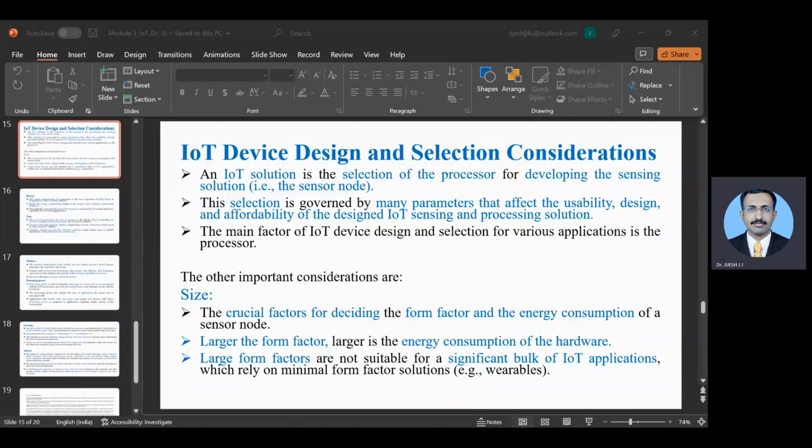Larger the form factor, the more it will affect the energy consumption. If you go for a high display, whatever you go for, when it is HD plus, what will happen? It will consume your energy faster, or your battery capacity will drain out faster. So you have to make sure that it should be able to withstand a certain duration of time. All those things are very important. So large form factors, and bulk IoT applications.